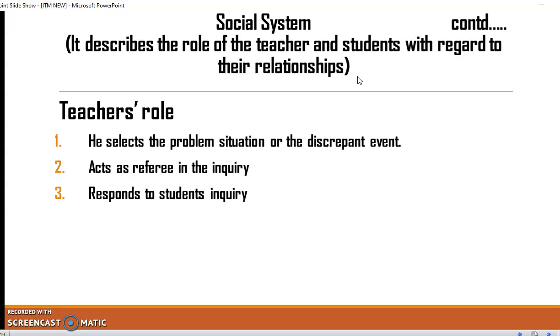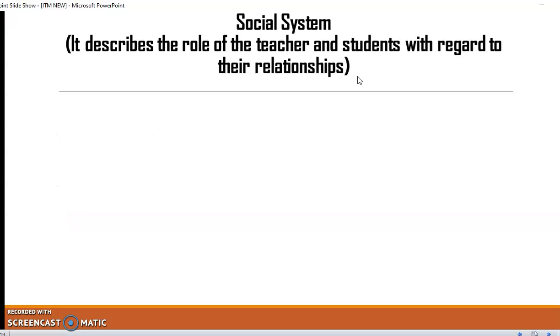Third one is to respond to students' inquiry. Now, while the inquiry process is going on, there are many queries that the students will come up with. So it's very important that you should be in a position to help them and be there with them while the process is going on in order to respond to their queries. Fourth one, it provides necessary information. Whenever they are in need of any information or resources while the inquiry process is going on, you should be there with them to provide that necessary information.